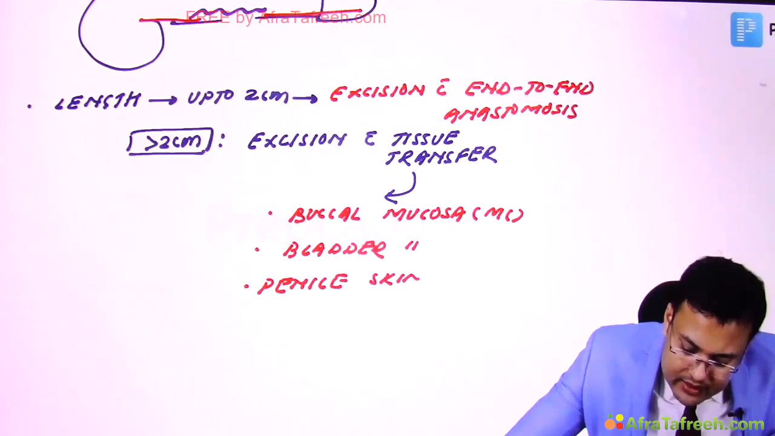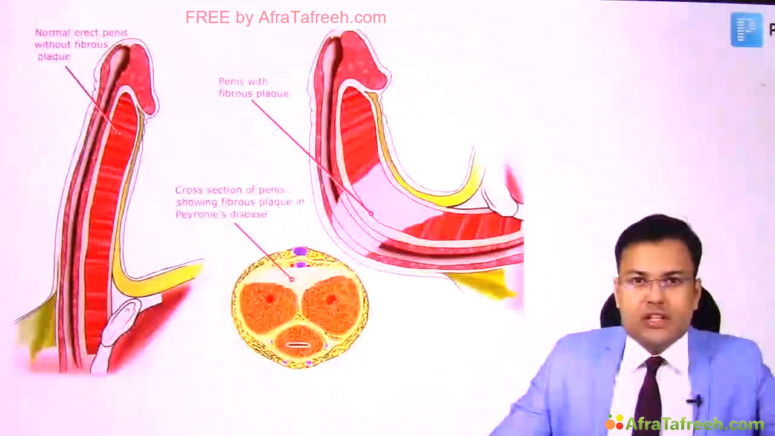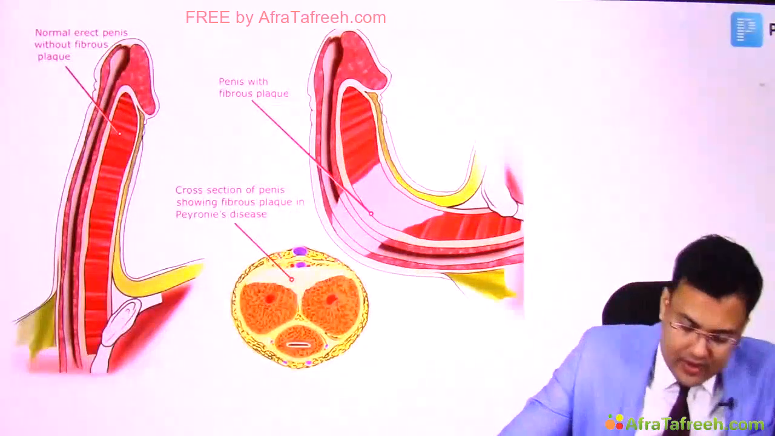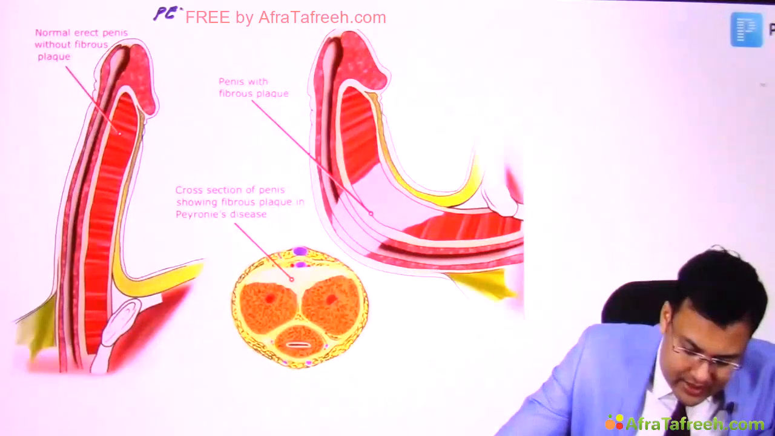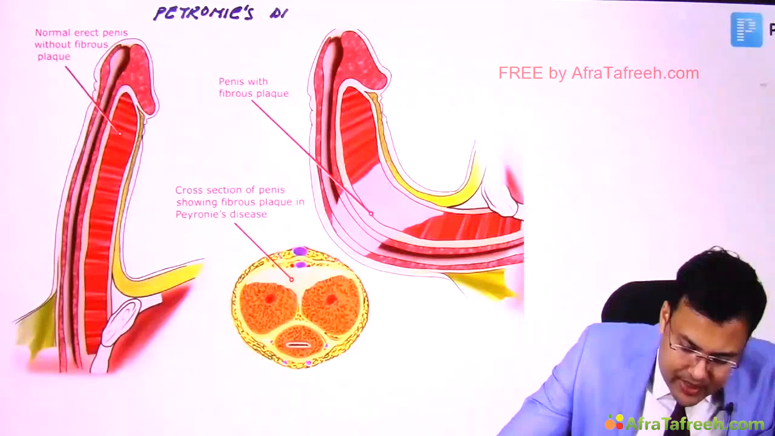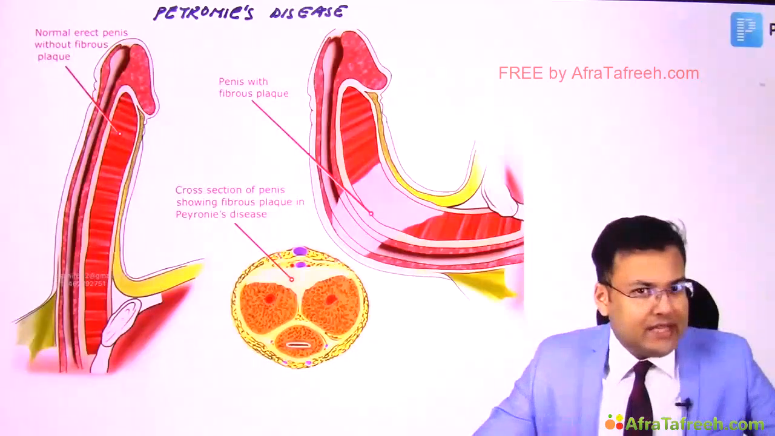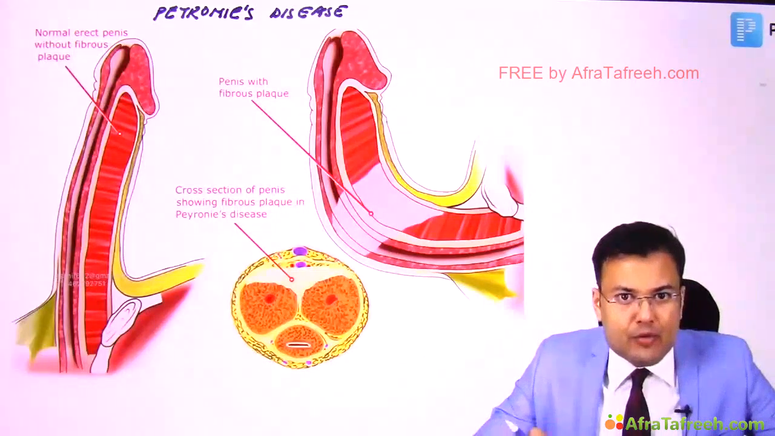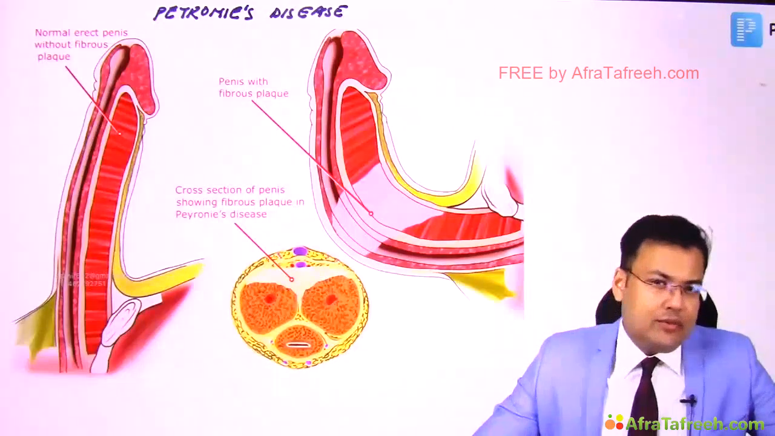Penile skin. Now we are going to discuss Peyronie's disease. So what is Peyronie's disease? The other name of Peyronie's disease is penile fibromatosis. Okay, so the term is self-explanatory. There is penile fibromatosis, right? What is the problem here?